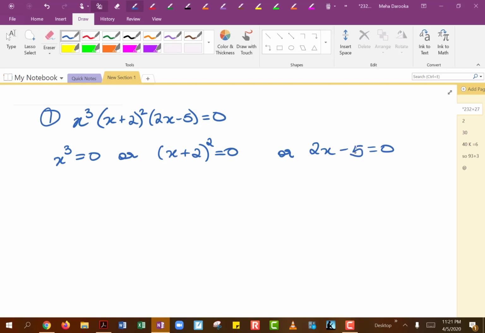Okay, I'm going to start with the first one. You can see this is x to the third power. To get x by itself, we're going to have to take the cube root on each side, right? To get rid of the third power, you use the third root. So the cube root will cancel out this cube, and you will end up getting x.